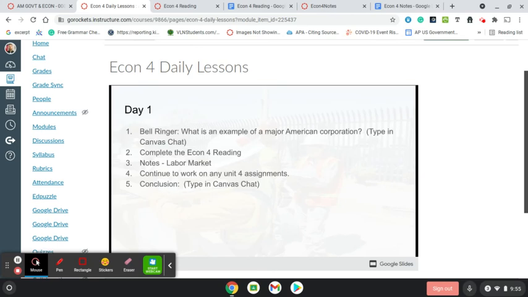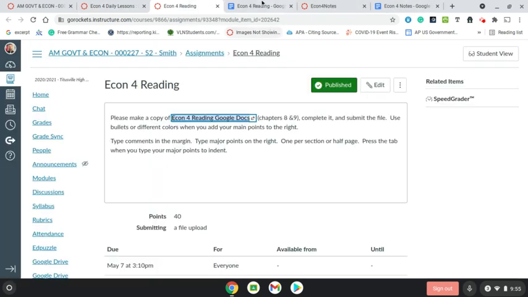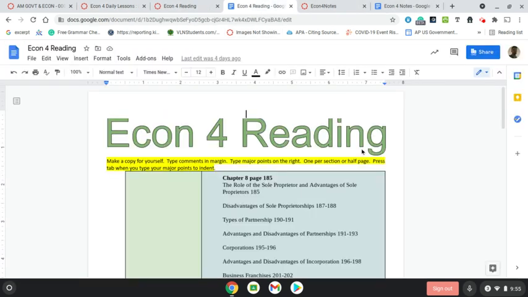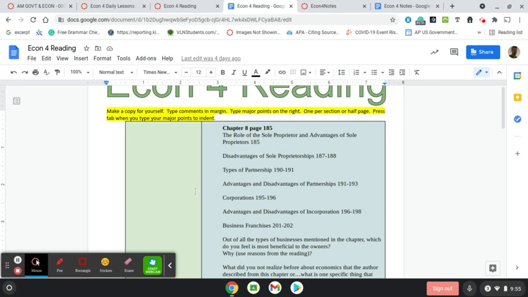All right, so what was an example of a major American corporation was the bell ringer that we entered into Canvas chats, and that ties to what we'll be talking about in this unit, labor and business. And so hopefully you had time to open up the Econ for reading and make sure you type comments in the margin. Major points on the right, one major point per section or half page. And you just need 2 to 3 comments or questions on the left-hand side.